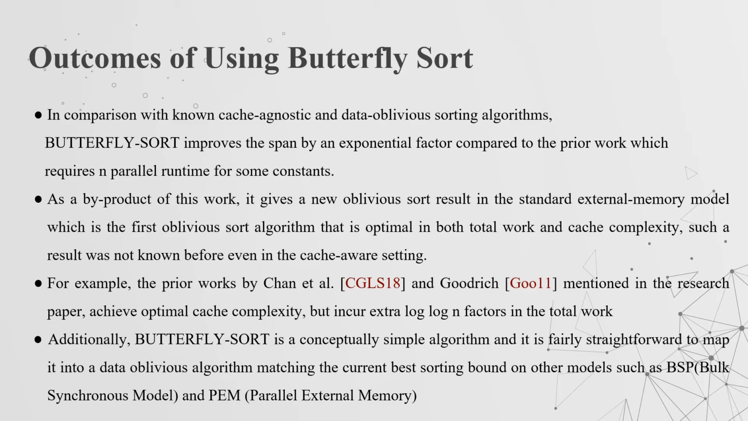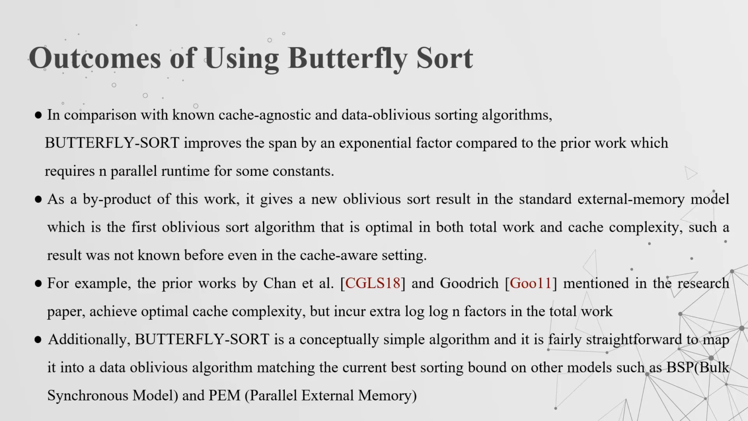As a byproduct of this butterfly sort, we even see that a new oblivious sort result in the standard external memory model is obtained, which is the first oblivious sort algorithm that is optimal in both work and cache complexity. Such a result was not known even in the cache-aware setting, and other previous works, quoting some of them, Chan et al. and Goodrich's works. This butterfly sort achieves even more efficiency than those prior works.